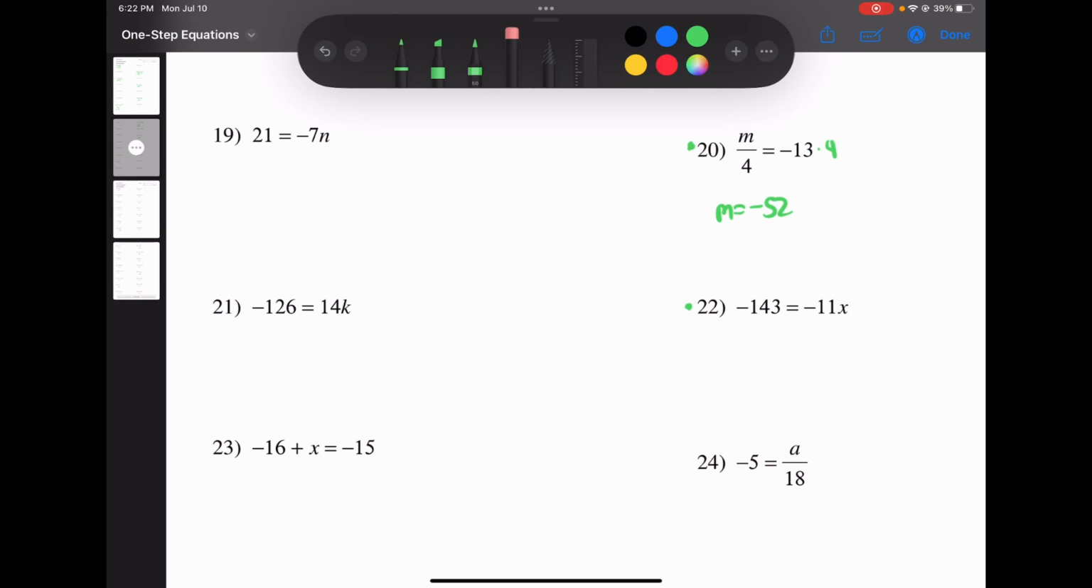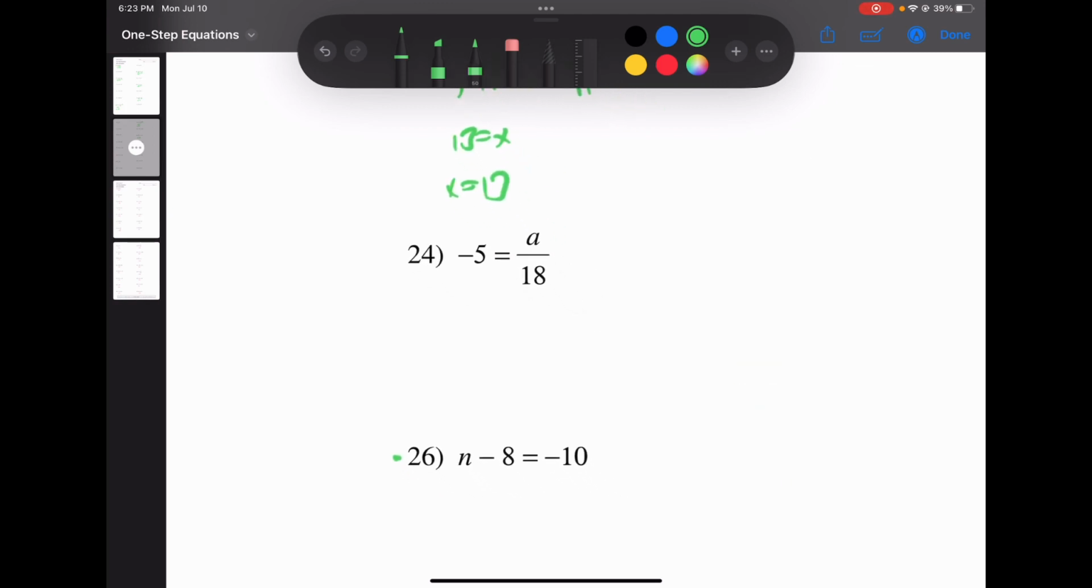Next question, number 22. Here, it states negative 143 is equal to negative 11x. So we have to divide by negative 11 just to get rid of the multiplication. So divide by negative 11, divide by negative 11. The negatives disappear. So x is equal to 13.